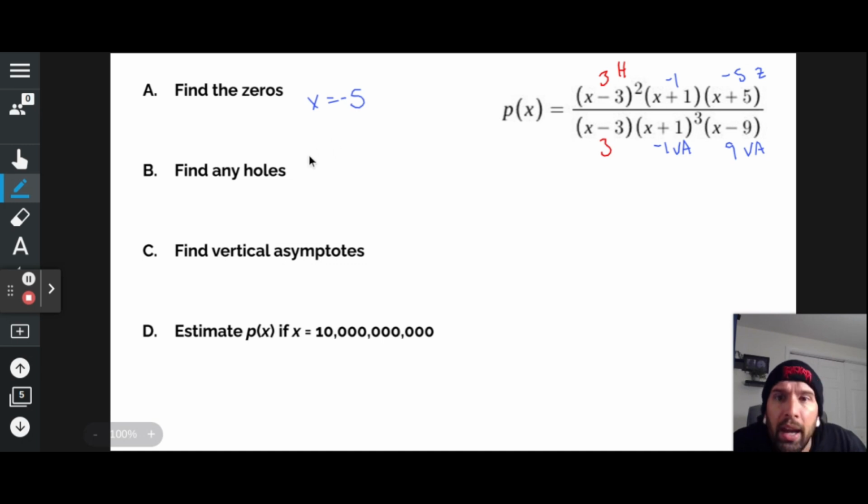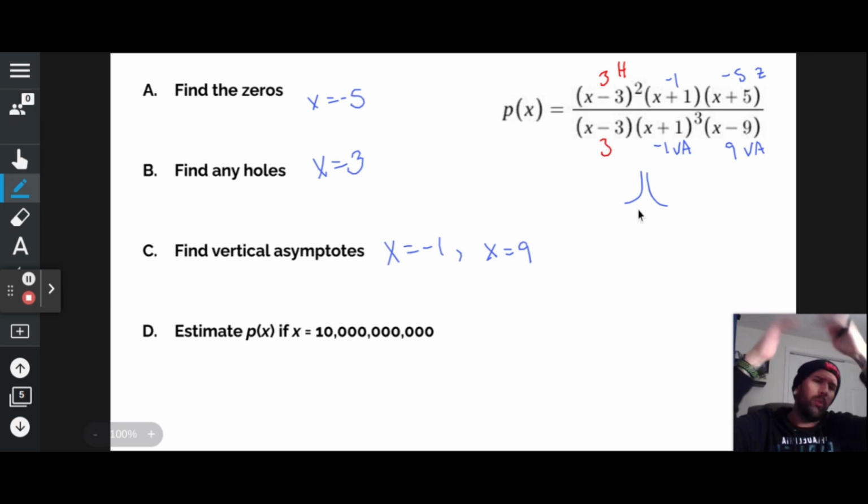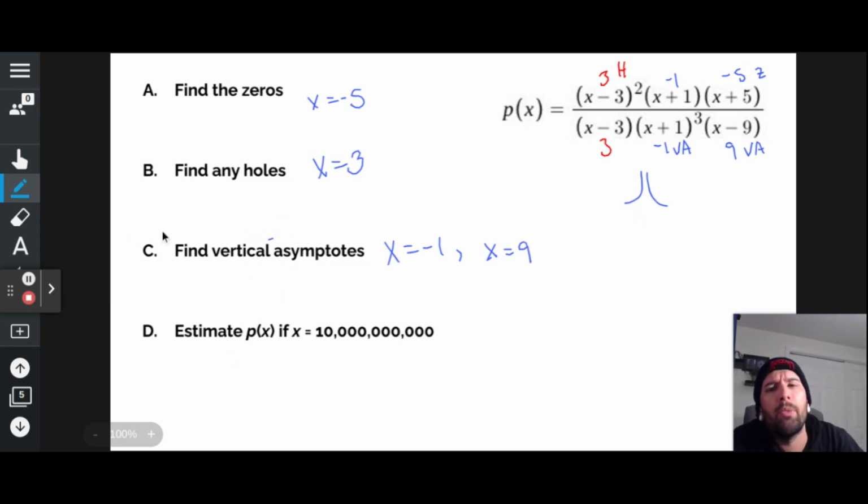The only hole that I have is when x equals 3. The two vertical asymptotes that I have are x equals negative 1 and x equals 9. And for what it's worth, since this multiplicity, when all is said and done, is going to be 2 times higher if I were to simplify, it's going to look something like this, or the other version. We saw that in the previous problem.